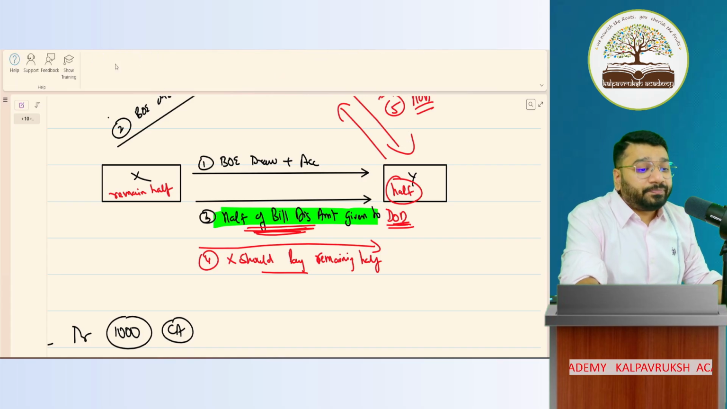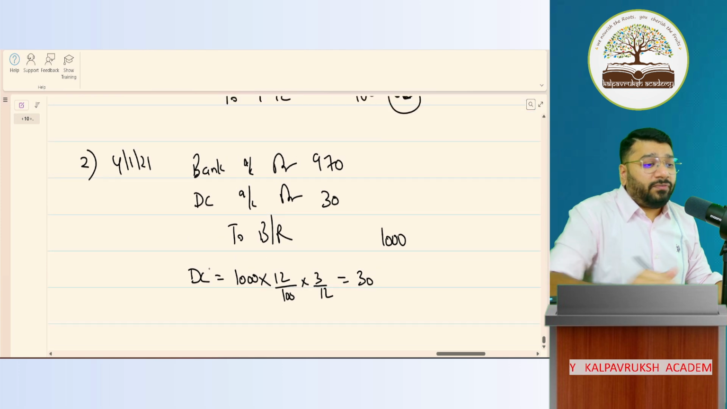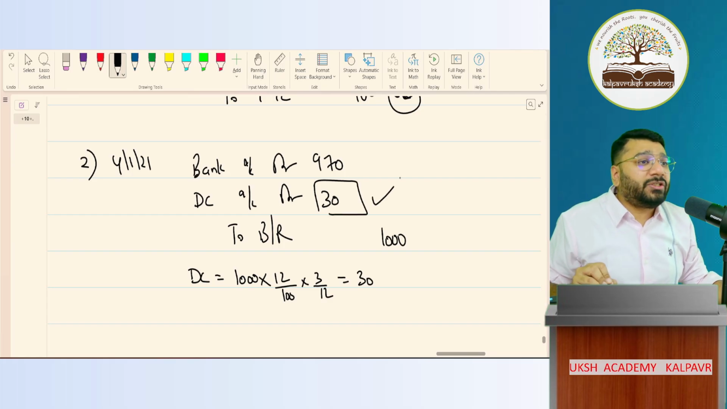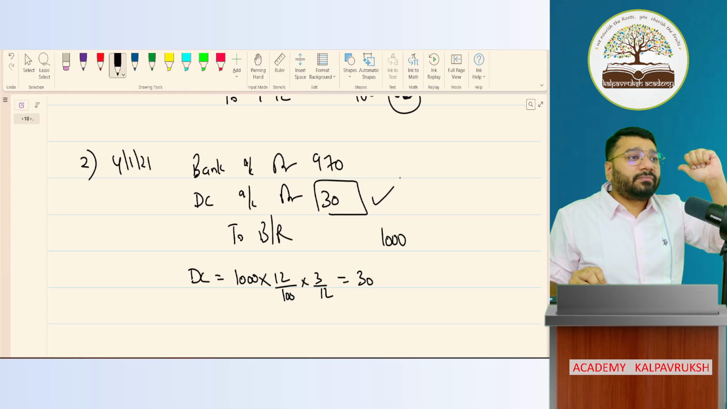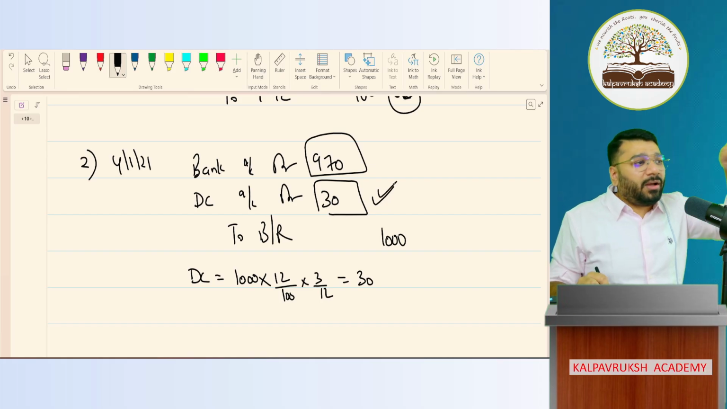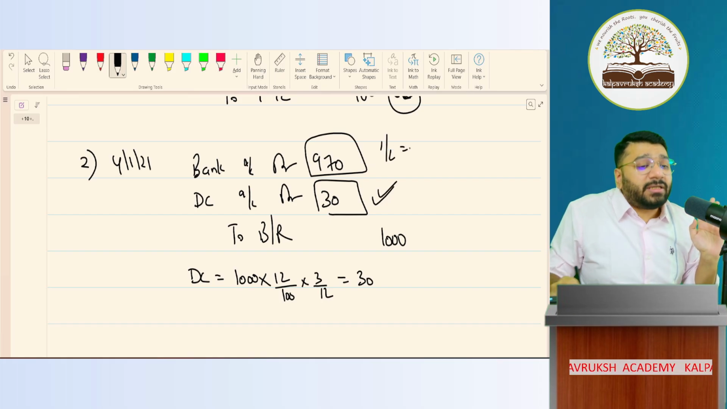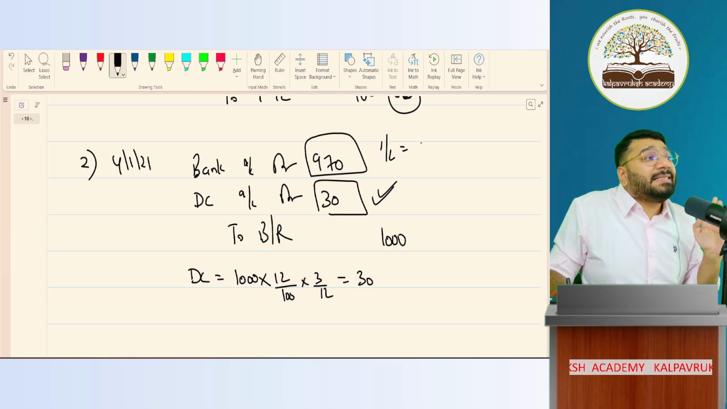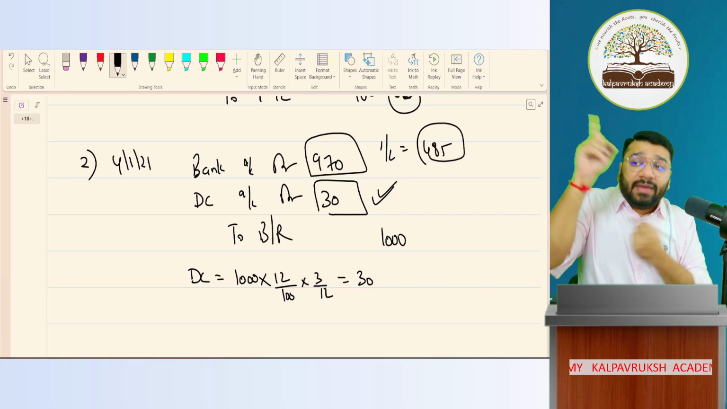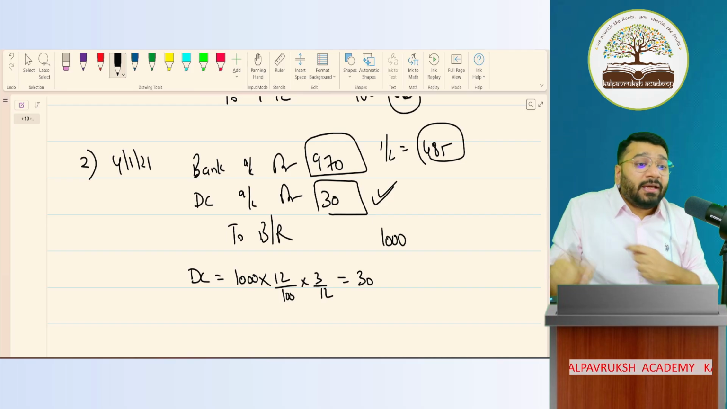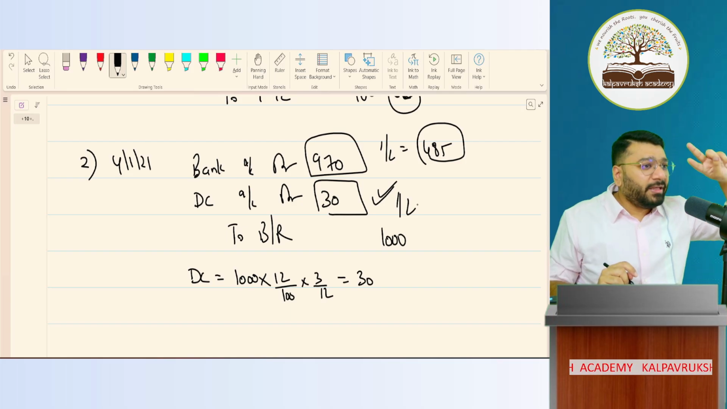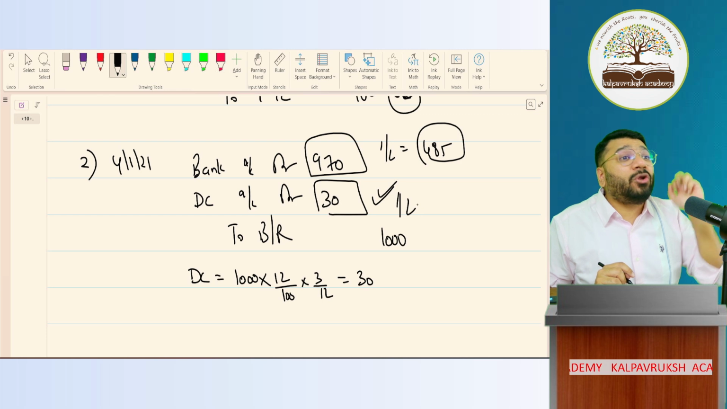But what did you do? On the date of discounting, you recorded the entire discounting charges as expenditure. This is correct when? Had you enjoyed the entire 970, then the entire discounting charges is your expense. But half of this, how much is it? Half of 970 is 485. When you are giving 485 to Y so that he can enjoy, then the discounting charges also need to be proportionate. In what proportion the loan is given, in the same proportion, the expenditure also needs to be bifurcated.